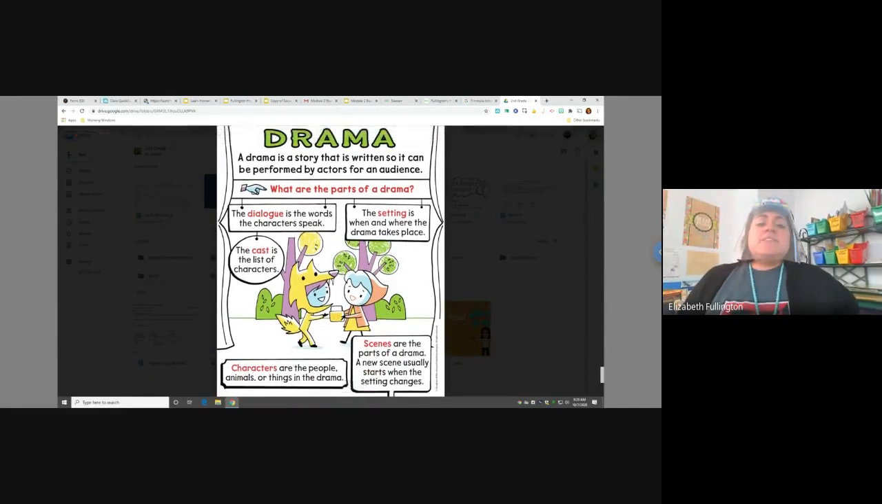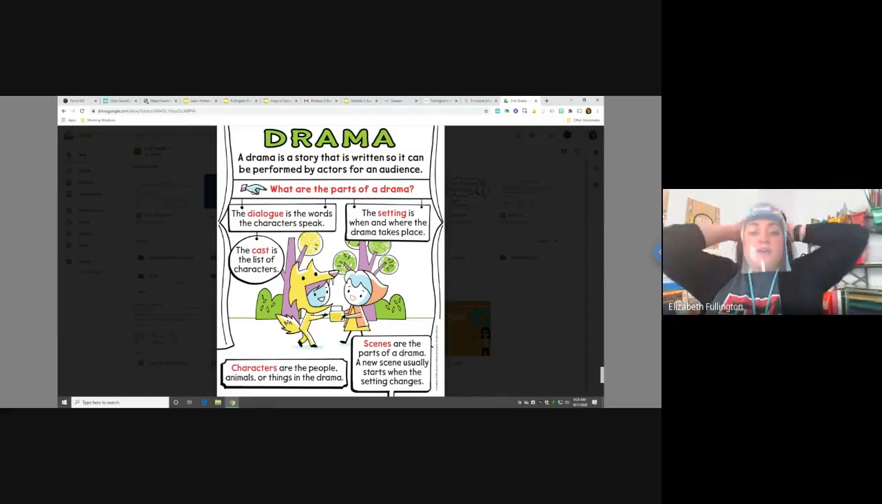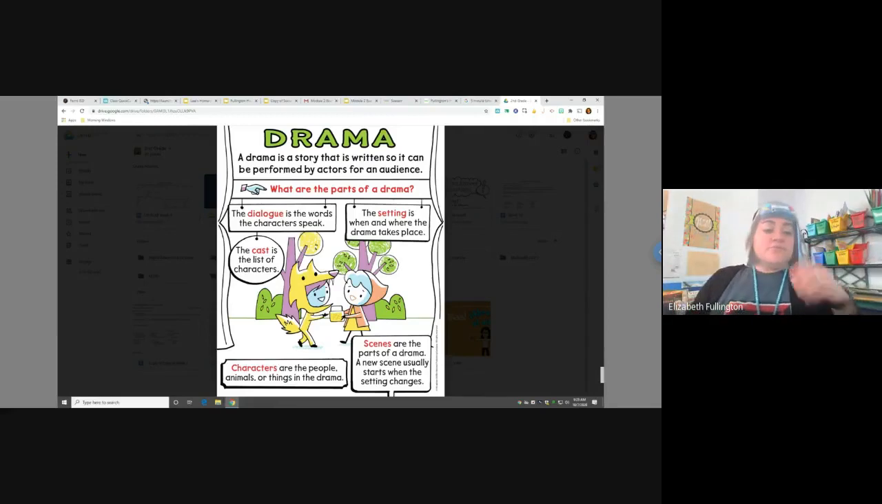The setting is when and where the drama takes place. So where is the setting in this play right here, Clinton? The forest, and where else could it be? The grandma's house. Good job. Y'all are doing really good.